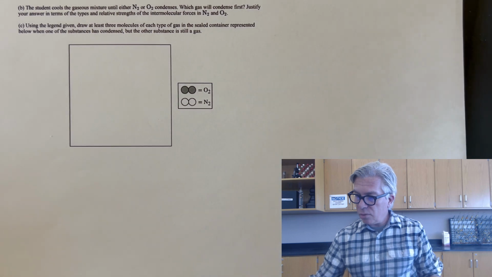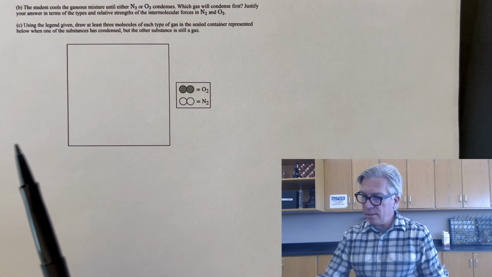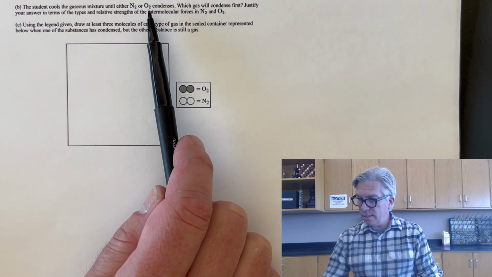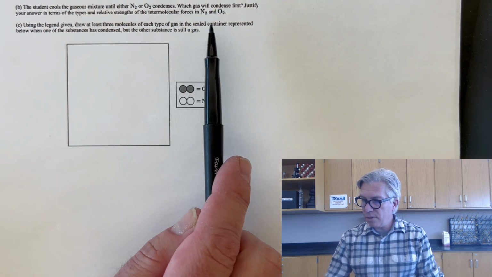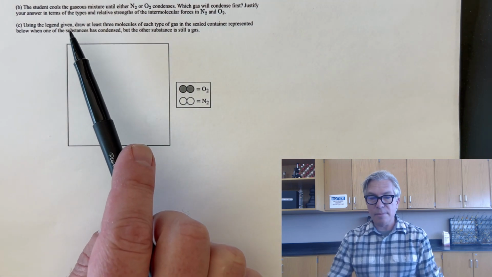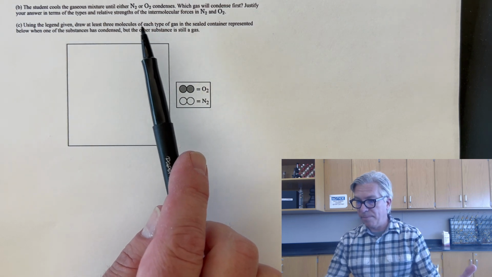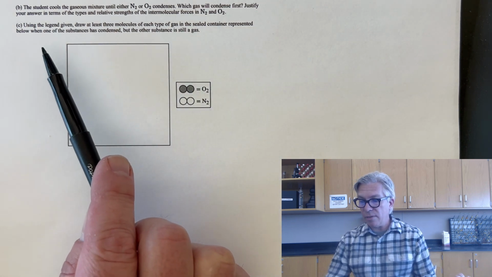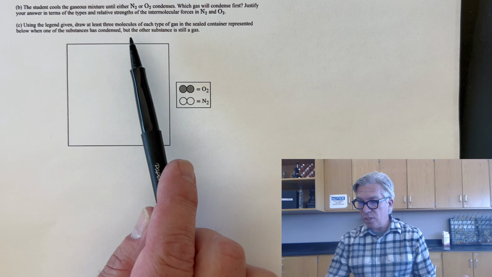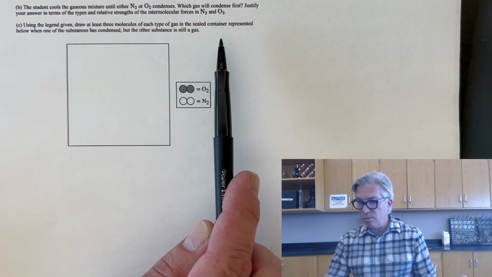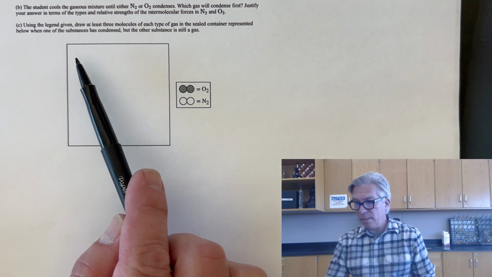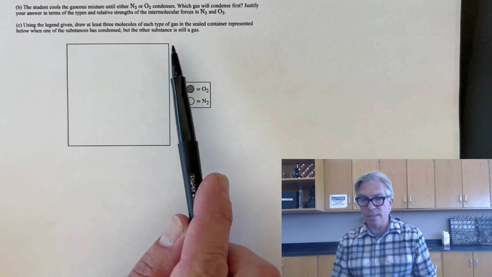And so there's that. Now, last two quick questions. The student cools the gaseous mixture until either nitrogen or oxygen condenses. Which gas will condense first? Justify your answer in terms of the types and relative strengths of intermolecular forces. And then, using the legend given, draw at least 3 molecules of each type of gas in the sealed container, represented below, when one of the substances has condensed but the other substance is still a gas.